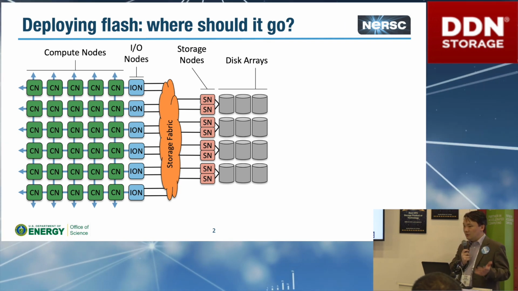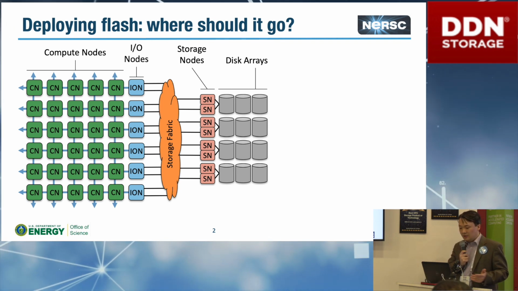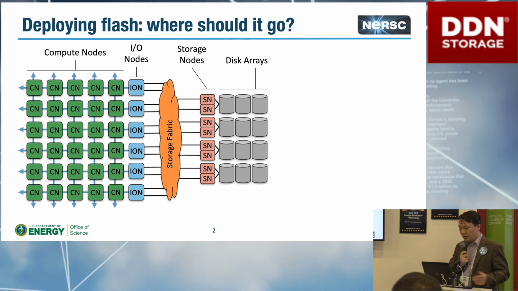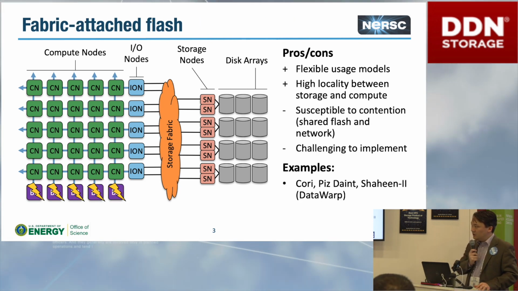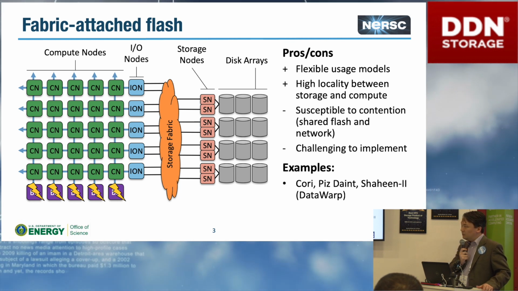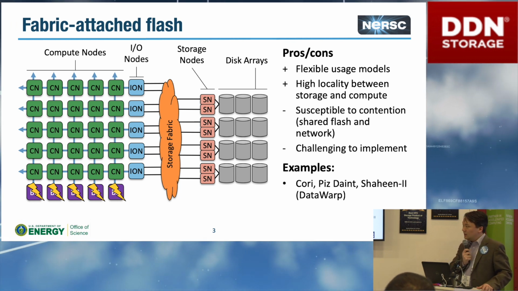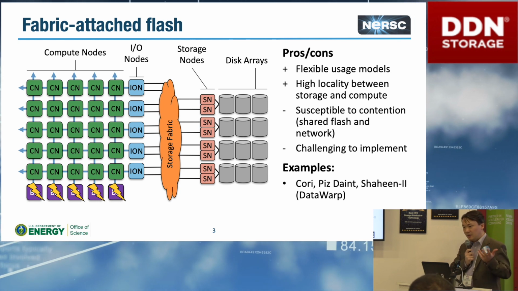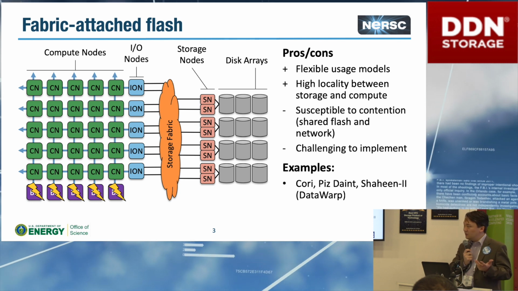And the question is, if you want to integrate Flash into this and accelerate your workloads, where do you put it? And it turns out there's a lot of different places you can put it. For example, you could attach it to discrete servers that are integrated onto your compute network. This is a model that I call fabric attached Flash. So you have a discrete server on the same fabric as your compute nodes. It has Flash integrated into it. And you can use this in a variety of ways.